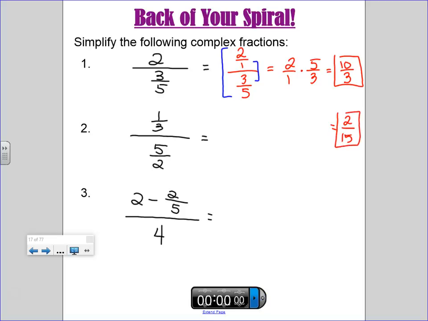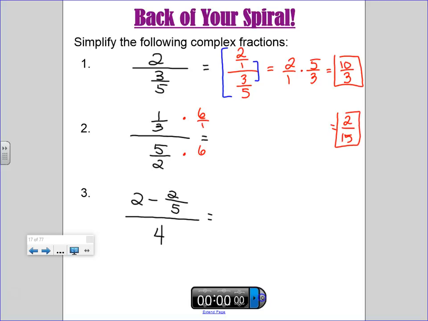So let me show you my trick. You could write out this whole 1 over 3 divided by 5 halves, which is times 2 over 5. But the other way that you could do it is, besides the outers over the inners, you could multiply top and bottom by the common denominator. What would be the common denominator of 3 and 2? 6. So you could multiply top and bottom by 6.